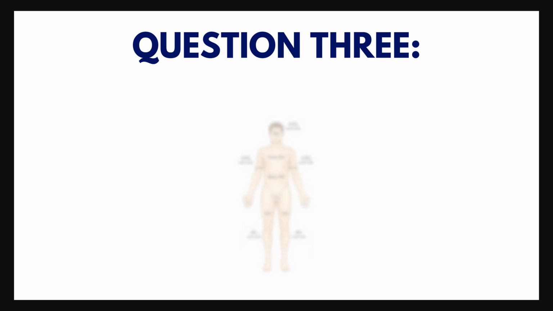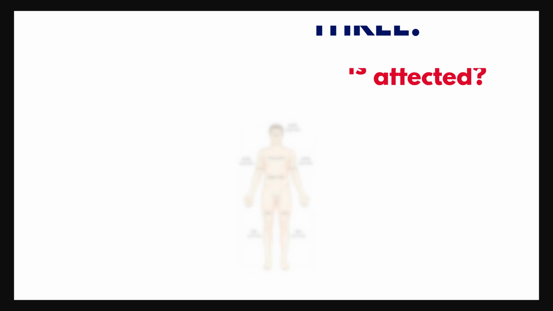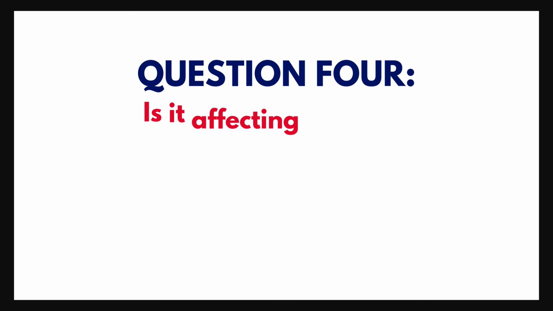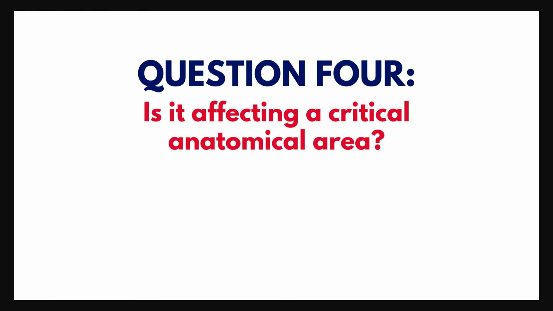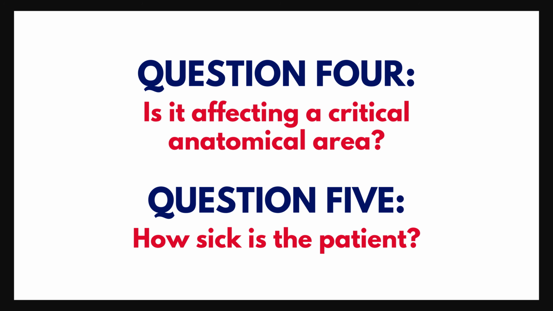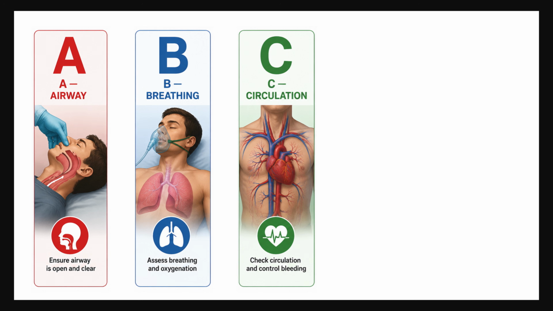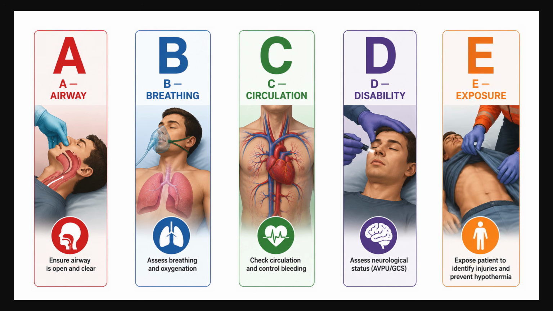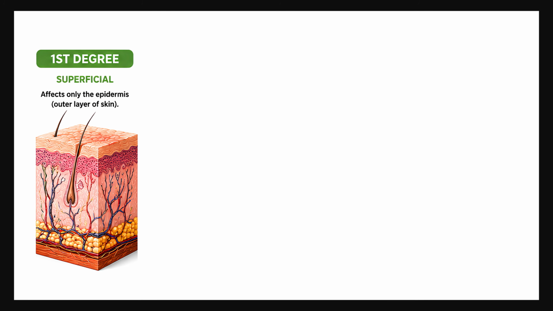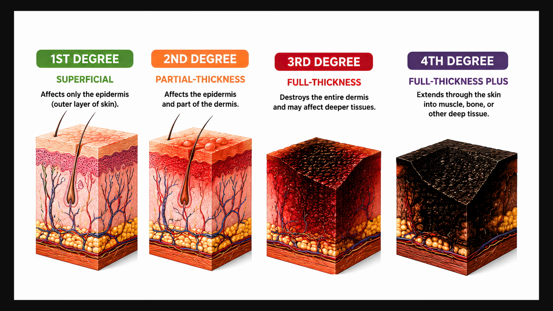Question 3. How much of the body is affected? Estimate the TBSA. Question 4. Where is the burn? Is it affecting a critical anatomical area? Question 5. How sick is the patient? Assess the airway, breathing, circulation, neurological status, and the entire body. And that's everything you need to know about burns, from understanding the different types and degrees to estimating TBSA and knowing the basics of burn management.